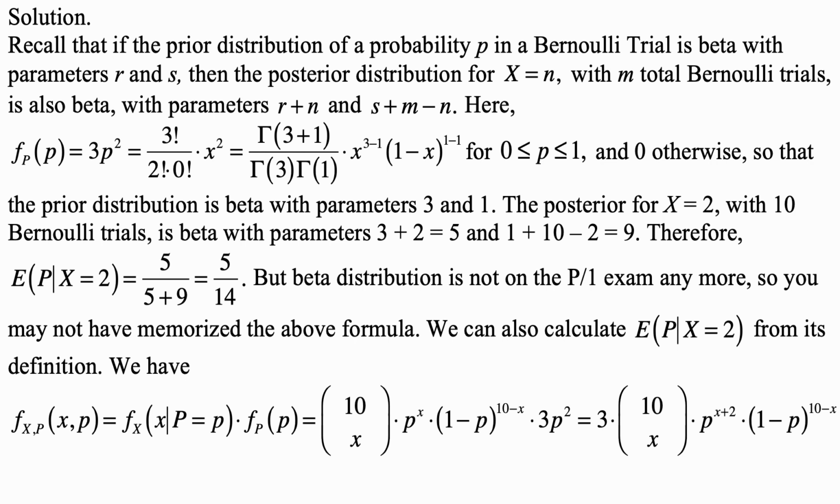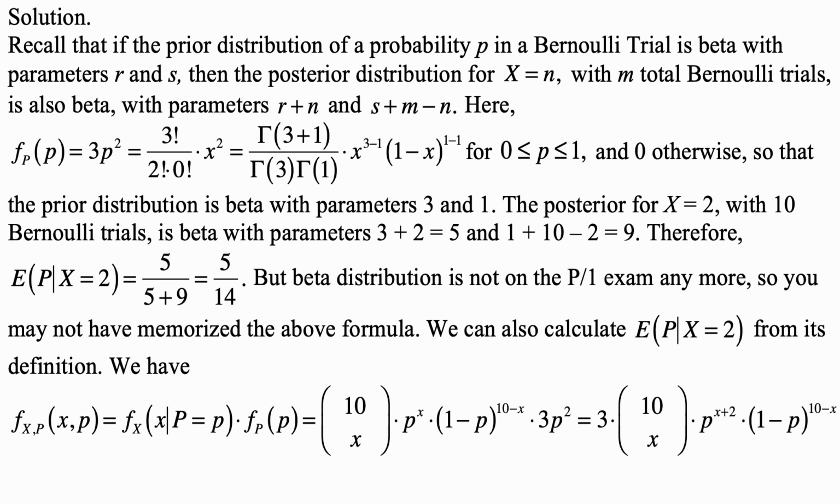But that's the problem now. The beta distribution is not on the P1 exam anymore, so you may not have memorized the above formula. And memorization is unpleasant, but you should do it, of course, to pass the exams. So we will just calculate the expected value of P, given that X is equal to 2, from its definition.